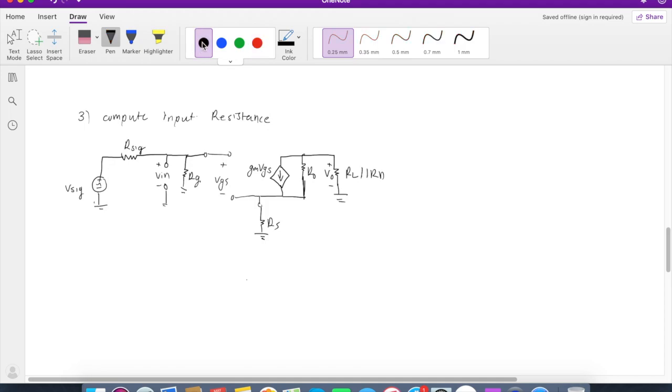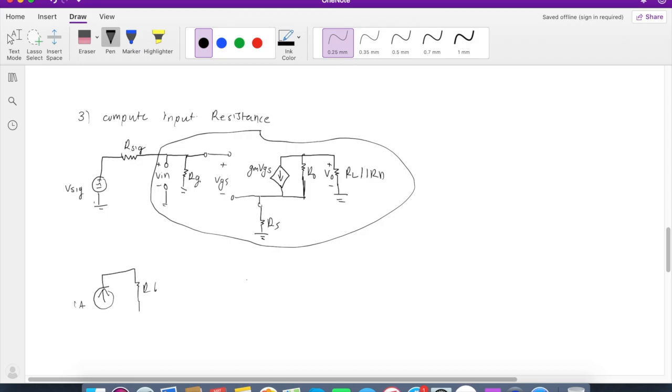For the input resistance, again, we're simply finding the Thevenin equivalent resistance of the circuit from the outlook of the Vin terminal. So we're basically finding the Thevenin equivalent circuit of what I just underlined. In order to do that, we'll simply add a 1 amp current source. And this is all connected to this.